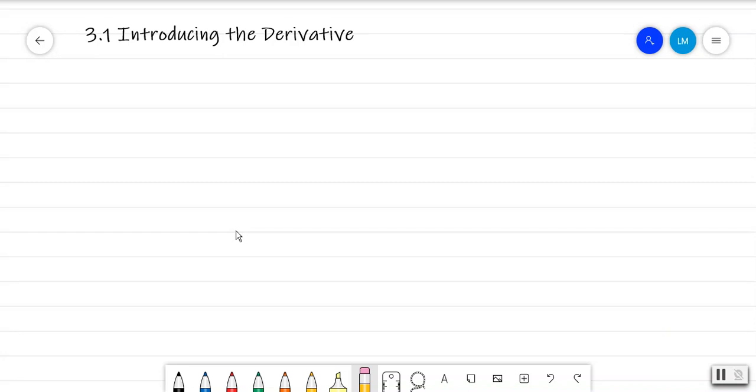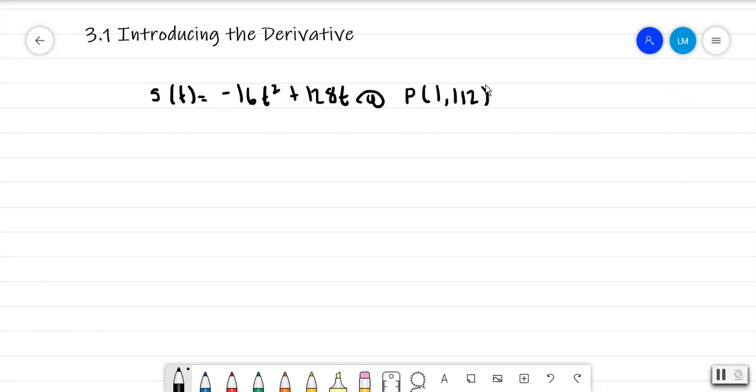Hello, so in this video I'm going to be introducing the derivative using the definitions. Let's say that we consider the position function like in the very first section where we looked at s of t equals negative 16t squared, but we're going to use a different initial velocity, I think, 128t, and that's it. And this is going to be at the ordered pair 1 comma 112 that we're interested in.